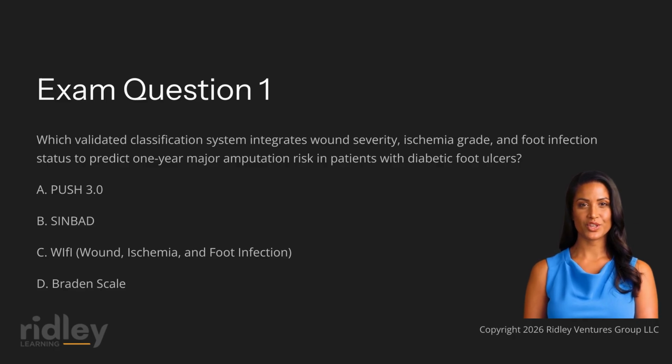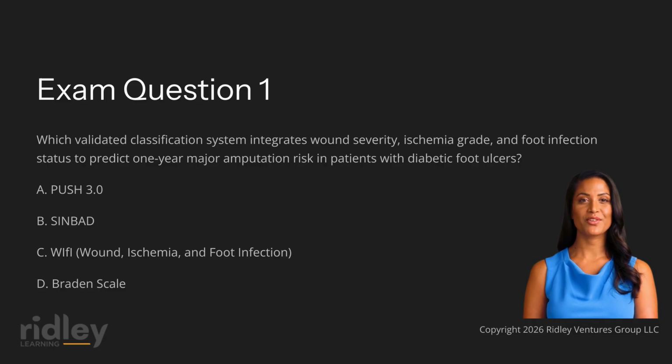Question 1. Which validated classification system integrates wound severity, ischemia grade, and foot infection status to predict 1-year major amputation risk in patients with diabetic foot ulcers? The correct answer is C, WIfI, which stands for wound, ischemia, and foot infection.